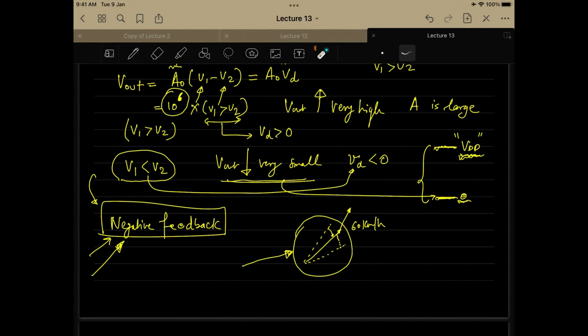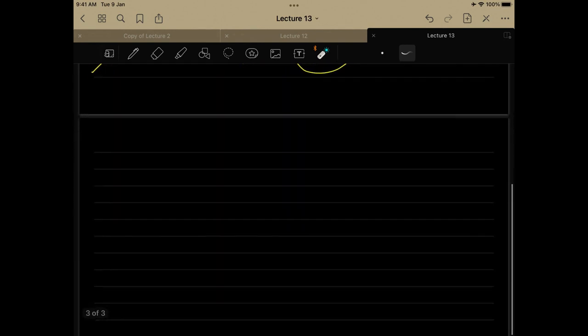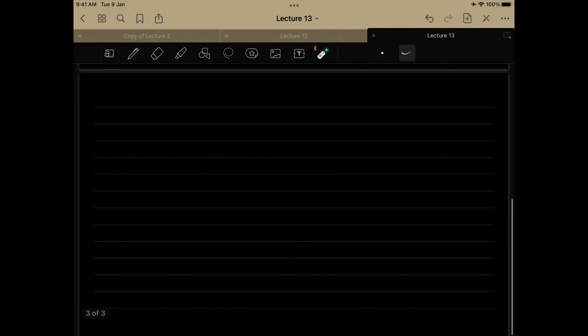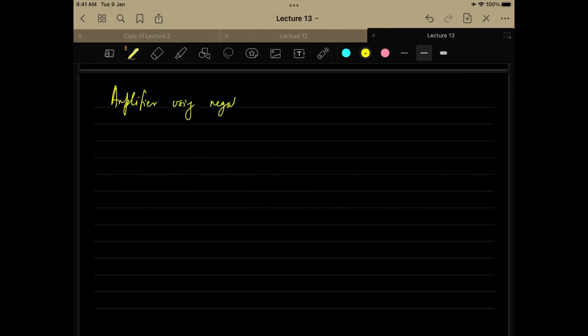Okay. So now what we will do is we will try to design a simple amplifier using this negative feedback. So we will design a simple amplifier using negative feedback. Will you all agree that if I want to design an amplifier, my output should be at least k times the input?